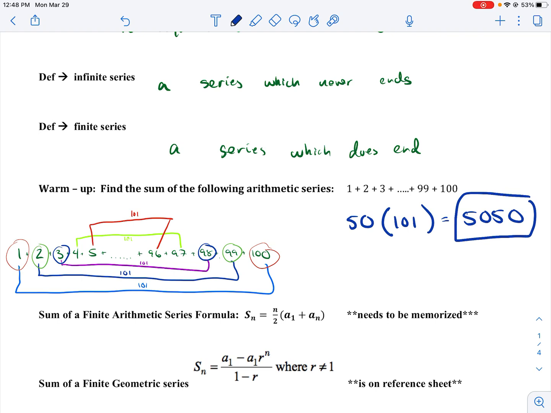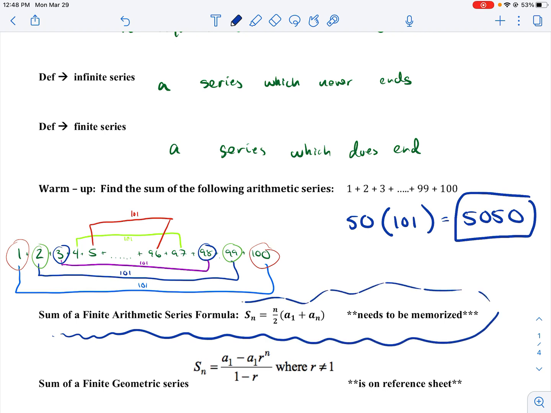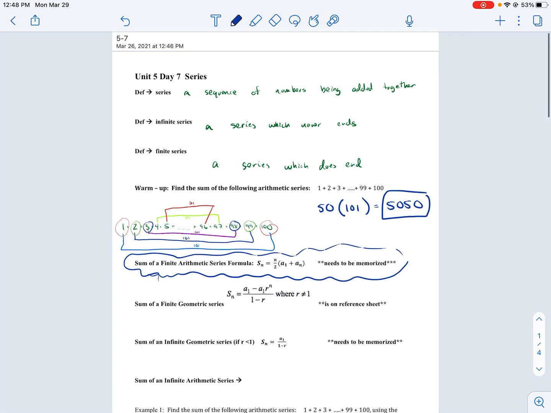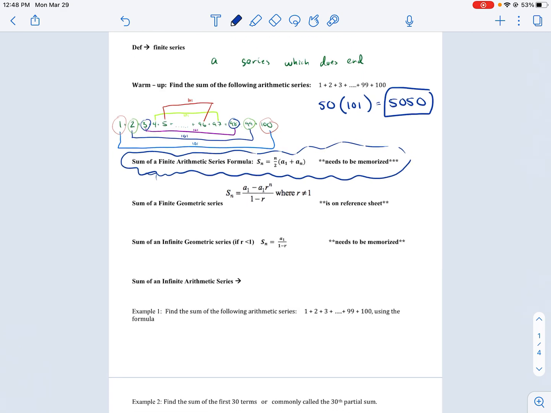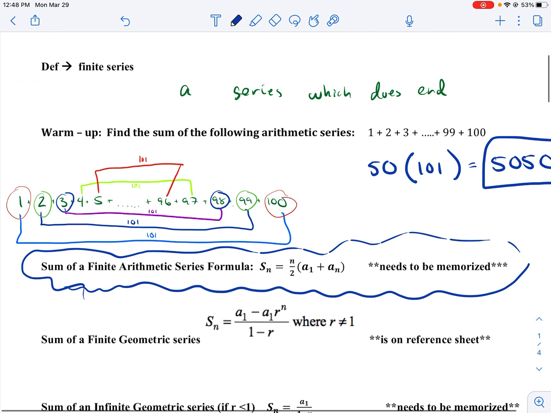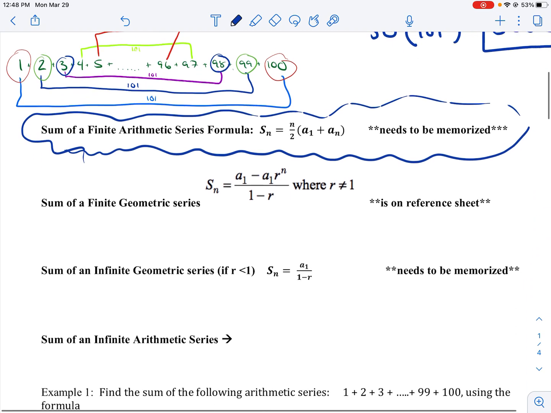All right, but a long, long time ago, someone came up with the formula for finding these guys here. Okay, so instead of doing something lengthy like that, someone took the time for us to actually come up with some formulas. So instead of adding arithmetic sequences or arithmetic series up like that, we're going to utilize these formulas down here.